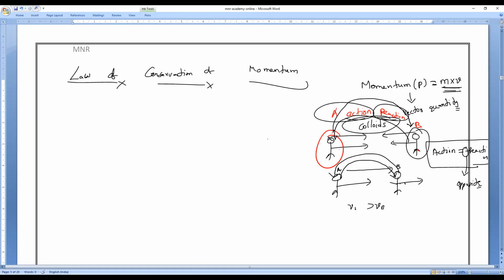Now, for example, I say A is going to hit B. So whose momentum will change? B's momentum will change or A's momentum will change? Both. Because of A, B will be influenced. Because of B, A will be influenced. Are you clear what I'm saying? Yes, sir. That is what is needed.